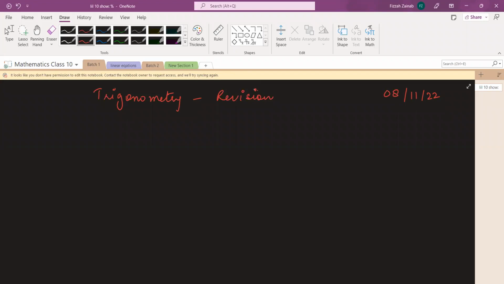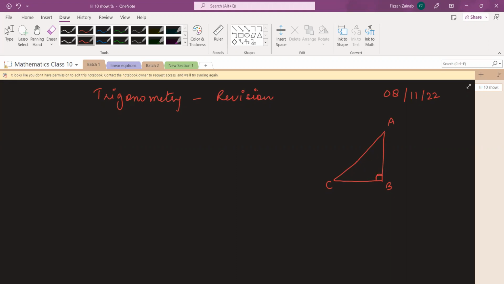A right angled triangle, right? So if I have a right angled triangle, let's say this, I call it A, B, C. So this is a right angled triangle. Now trigonometry deals with the relationship between the sides of this triangle and the angles of this triangle, right? So how the angles are related to side. Angles means the other two angles.